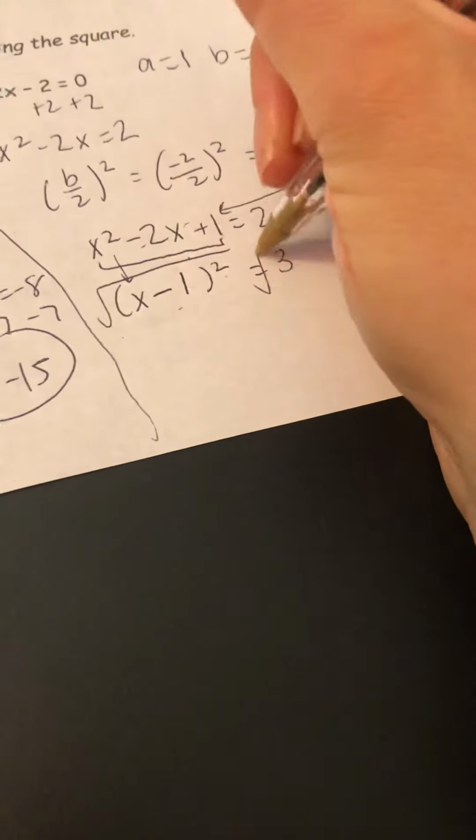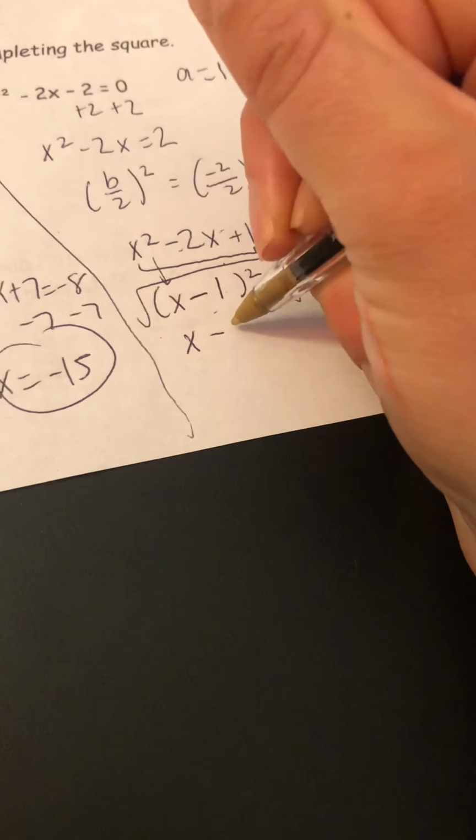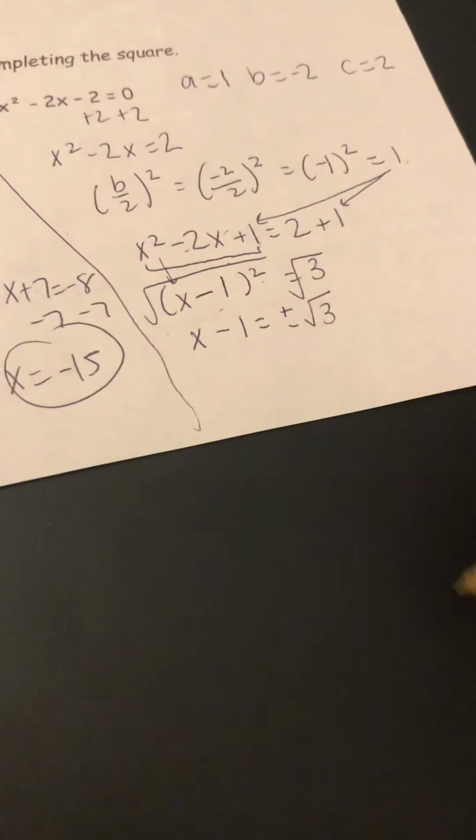Now I got to square root both sides. So I get x minus 1 is equal to plus or minus the square root of 3, because you can't take the square root of 3.